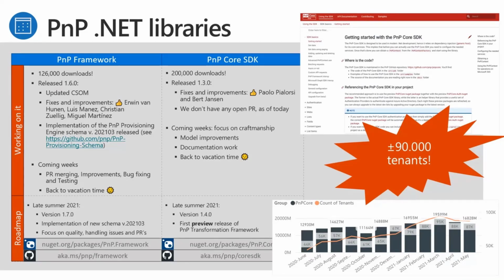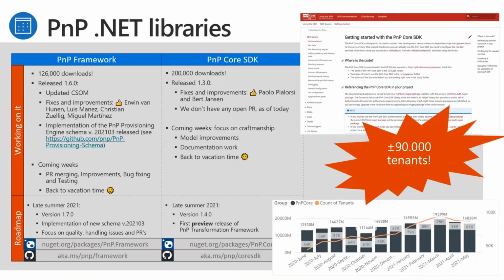We are also working on implementing the actual support for the provisioning schema version 2021-03, meaning that in PnP Framework, we already have full support for serializing and deserializing the schema, but we still need to complete the actual implementation of the new functionalities in the provisioning engine. We are really looking forward to having support from the whole community. So if you have spare time during the summertime, please give it to us and help us create the actual implementation of the provisioning engine with this latest release of the schema. We plan to release version 1.7 in late summer, so it would be really great to have the whole implementation of the new schema in there.